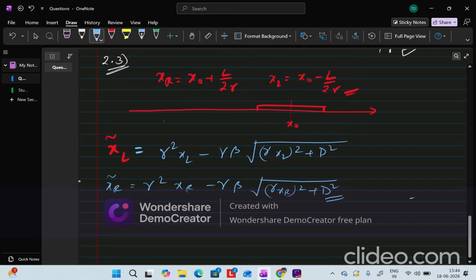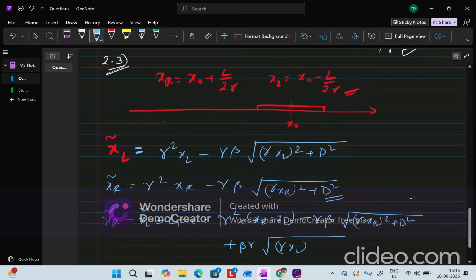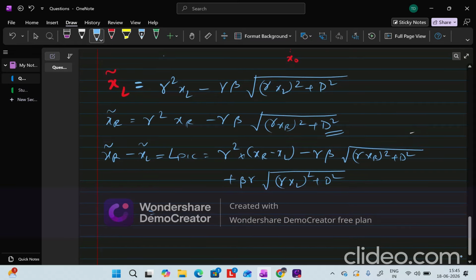If I find this, just find the difference, XR tilde minus XL tilde will basically give me the length of the rod in the picture, and that will come out to be gamma square into XR minus XL minus gamma beta under root gamma XR whole square plus d square plus beta gamma under root gamma XL whole square plus d square. Now just simplifying this result, XR minus XL will be L by gamma, hence you'll get L gamma minus gamma beta under root.